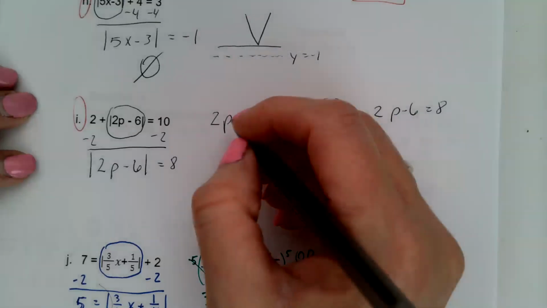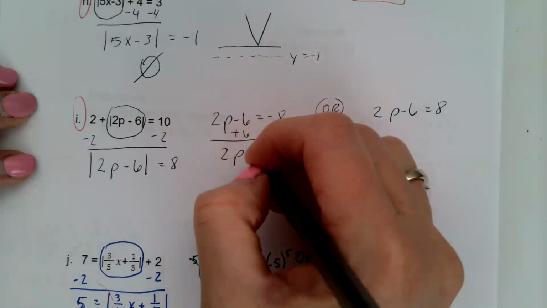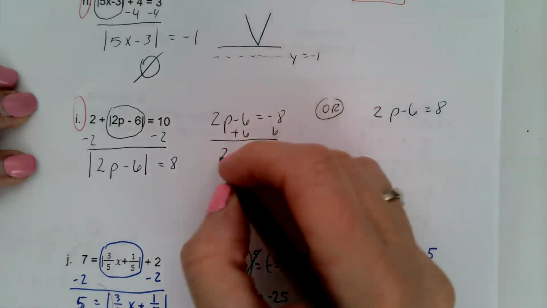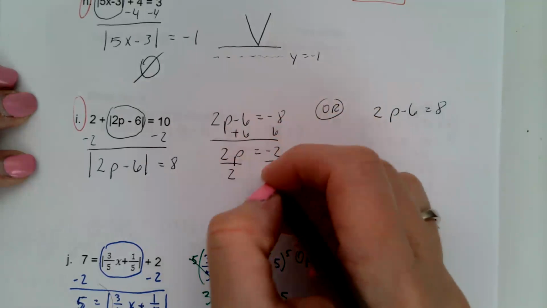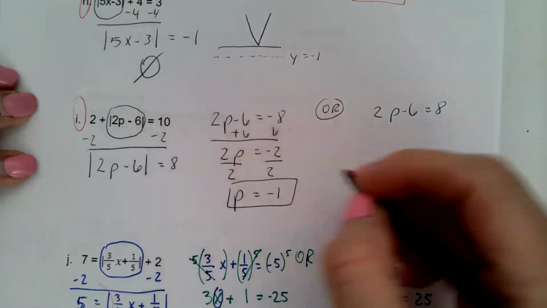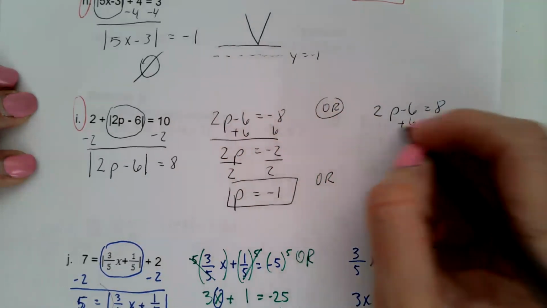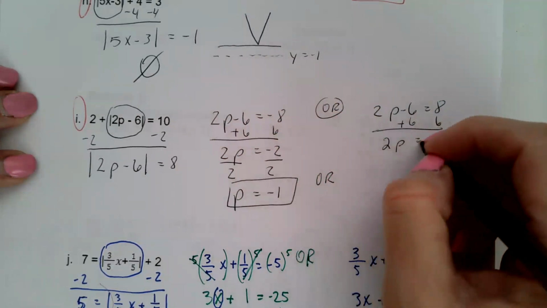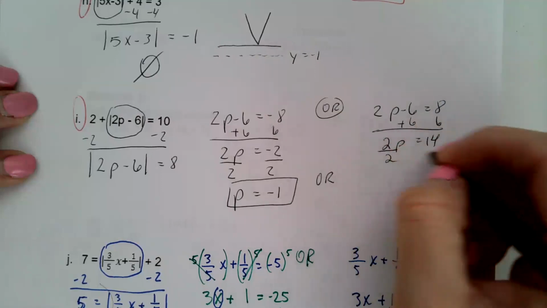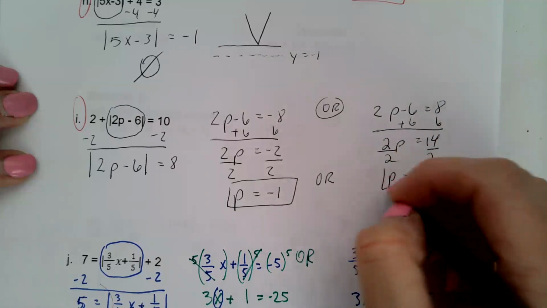So to solve for p, we're going to add 6 to both sides, and then divide by 2, and we get p is equal to a negative 1, or adding 6 and dividing by 2, p equals a positive 7.